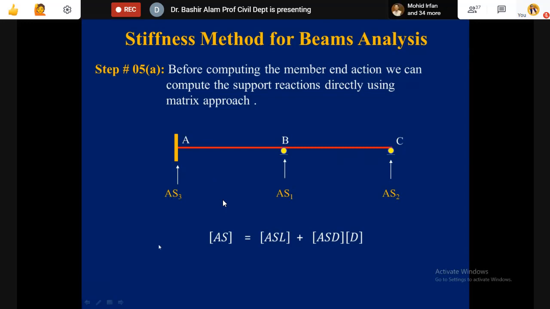And our equation will be now, instead of AM, we write AS is equal to ASL plus ASD times D. Support reactions we are finding, not the member end actions. So we replace the M in the equation by the S. Have you drawn now this quickly? AS1, AS2 and AS3, where they are located? Can I move to the next slide?